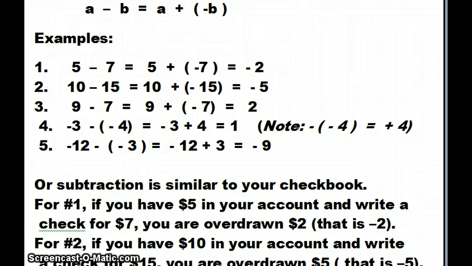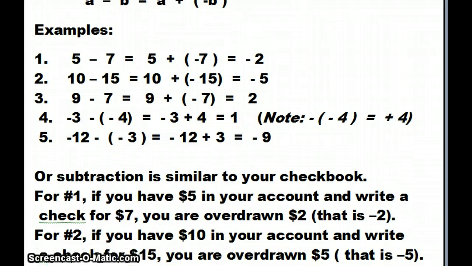Negative 3 minus a minus 4. This one is very important because it has that double negative that we mentioned in the last recording. The double negative becomes a positive, so anytime you see minus minus 4, you can change that into a plus 4, and now we have negative 3 plus 4, which gives us a 1. Number 5, negative 12 minus a minus 3. Again, we have that double negative, which becomes a positive, so we write a plus 3 instead of minus minus 3. Then we have negative 12 plus 3, which gives us a negative 9.